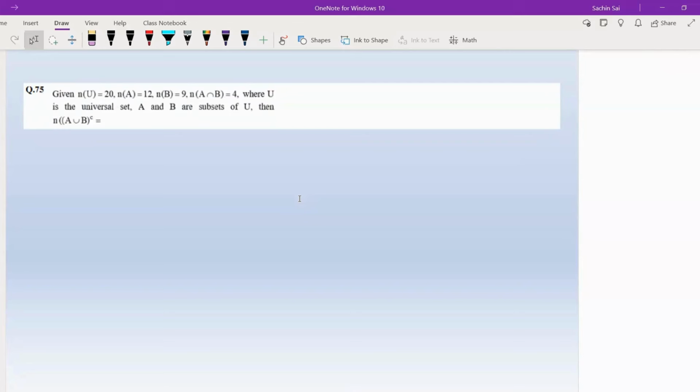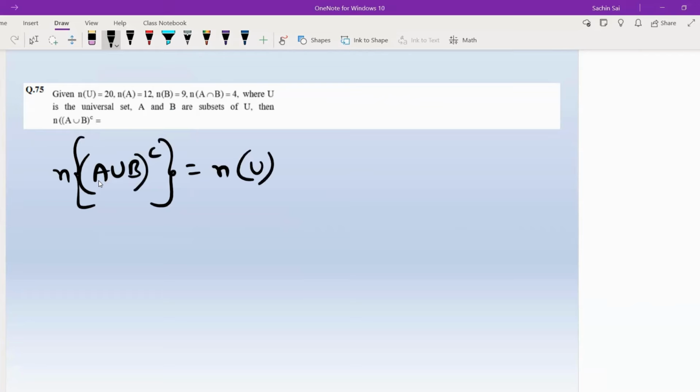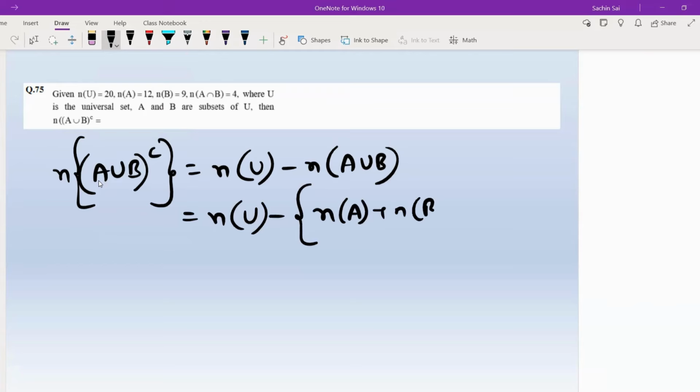Question 75. Number of elements in the universal set is 20. So here you are being asked the number of elements in A intersection, A union B whole complement. So this is the number of elements in the universal set minus the number of elements in A union B. But how do you find the number of elements in A union B? From the addition theorem, you have the number of elements in A union B is n of A plus n of B minus n of A intersection B. So you have all that information here. You can substitute it and you will get the answer.